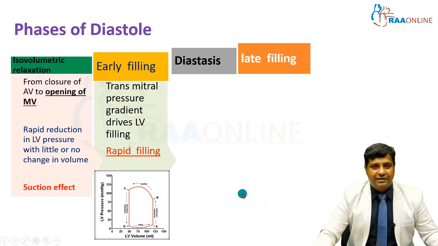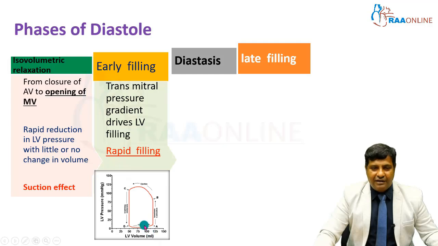The second phase is the early filling that starts when the mitral valve opens. That's the point at D. Once the mitral valve is open, because of the increased transmitral pressure gradient across the mitral valve, there is going to be a gush of blood. That's called rapid filling or early filling.